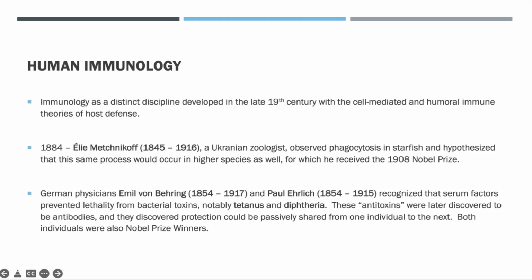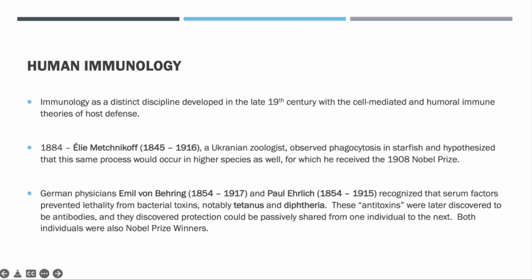Another important thing to know at this time was the development of human immunology as a distinct discipline, which developed in the late 19th century, of course, with theories of cell-mediated and humoral immunity. In 1884, there was a Ukrainian scientist named Mechnikov who observed phagocytosis in starfish and hypothesized that the same process would occur in higher species as well. He eventually received the 1908 Nobel Prize for that.